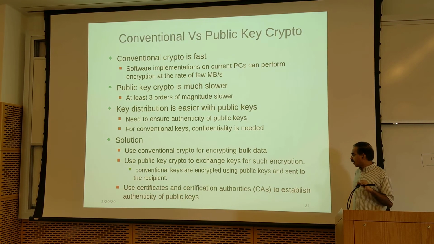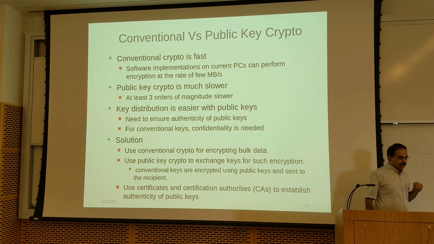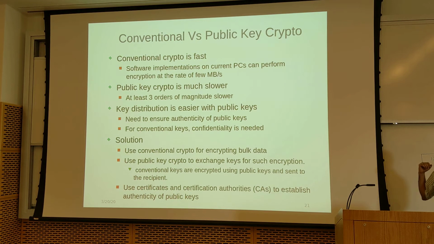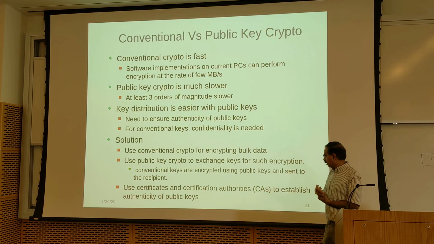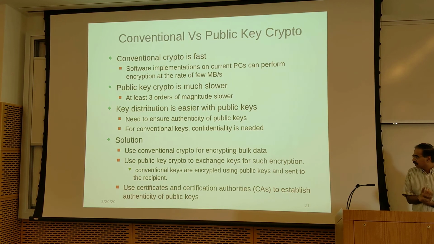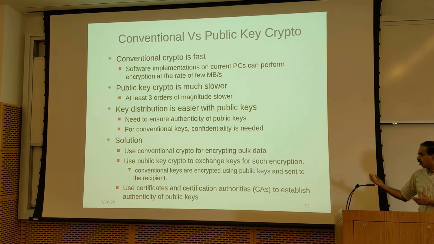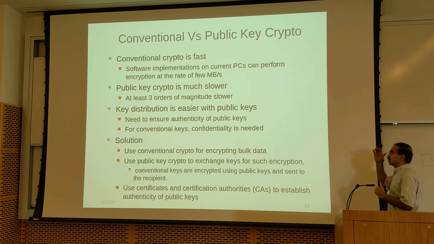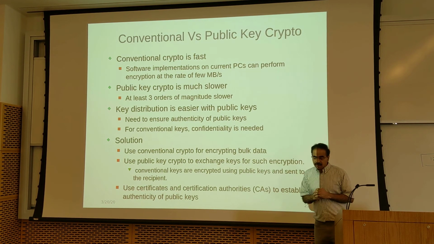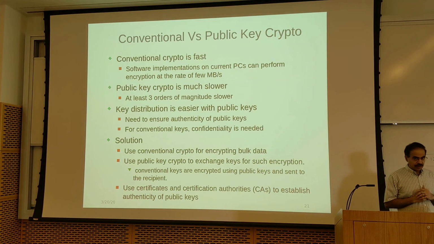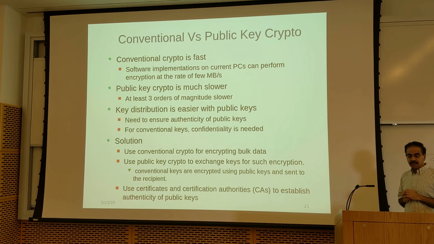This still leaves one question open, which is how does Alice know Bob's public key, or Bob know Alice's public key? And for that, we need to rely on what are called certification authorities to establish the authenticity of both Alice's and Bob's public keys. We'll talk about the certification authorities later on. But this understanding of where conventional cryptography is used and where public key cryptography is used is something that you should really understand very well.